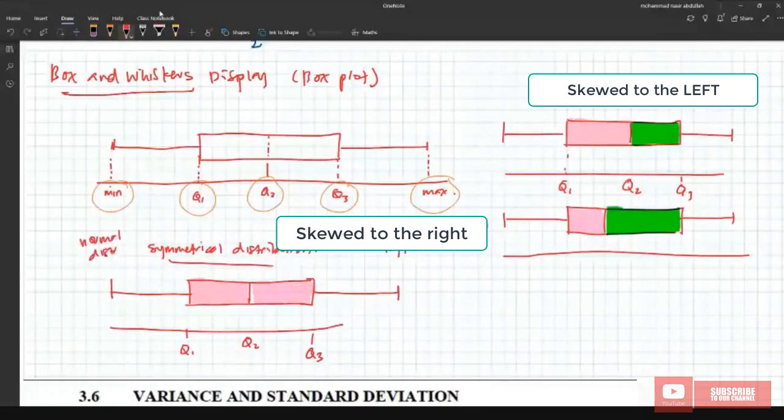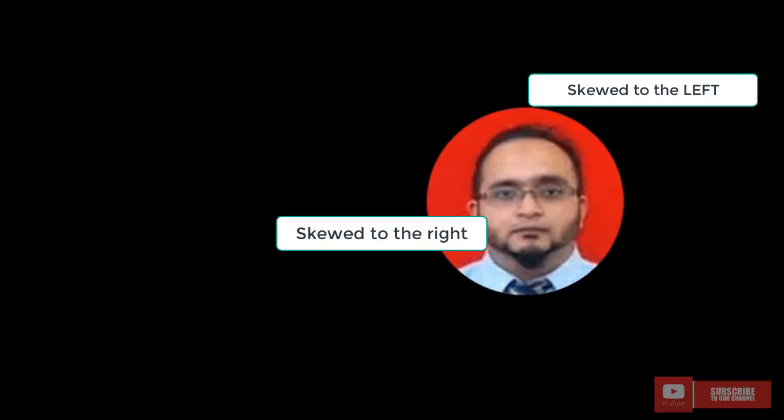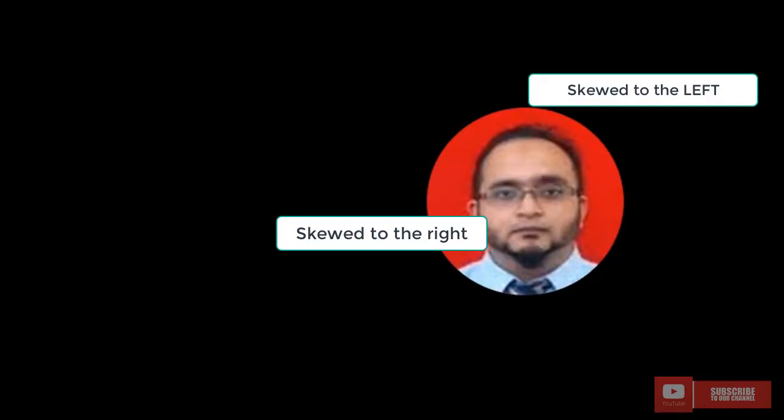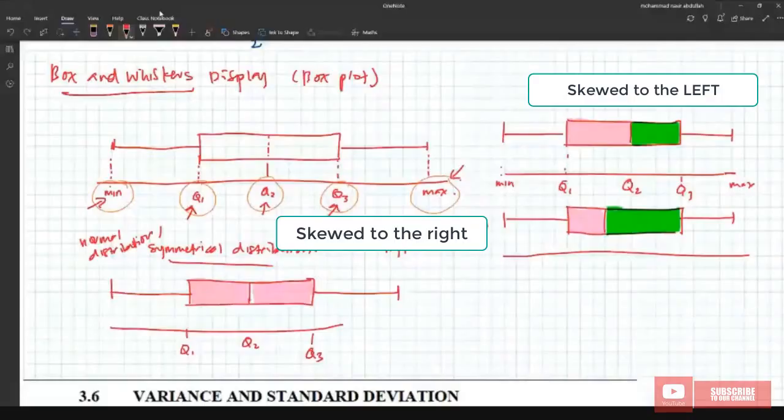So basically you can understand the pattern of the box plot. When the area on the left hand side is bigger, then this is skewed to the left. When the area on the right hand side is bigger, then this is skewed to the right. And when the areas are equally the same on the right and the left, this is what we call a symmetrical distribution or normal distribution, right? So I hope you can understand the shape of distribution based on the box plot or box and whisker plot, right?